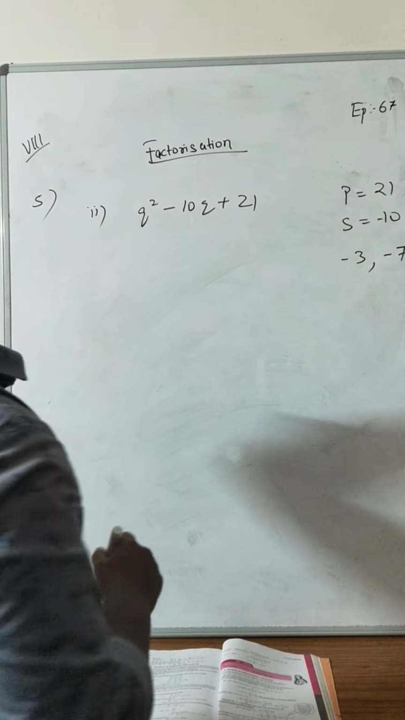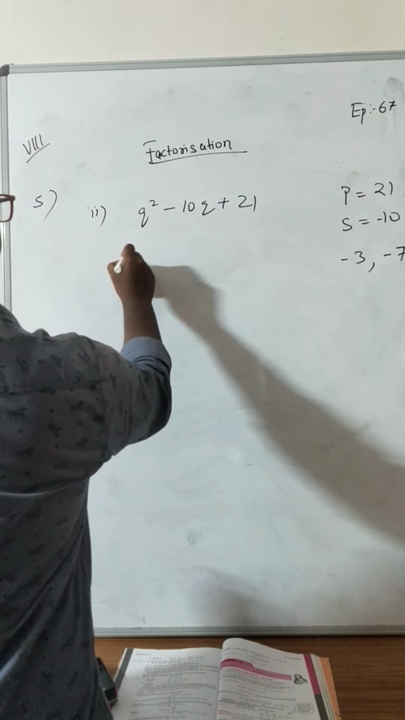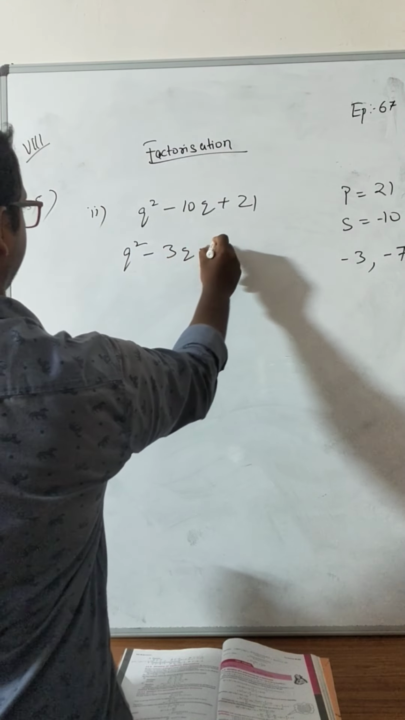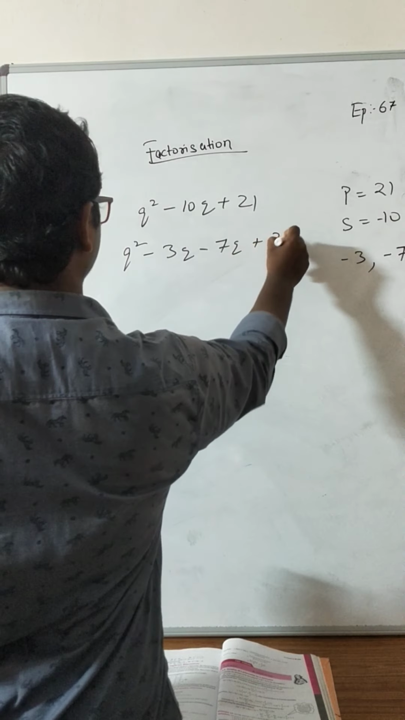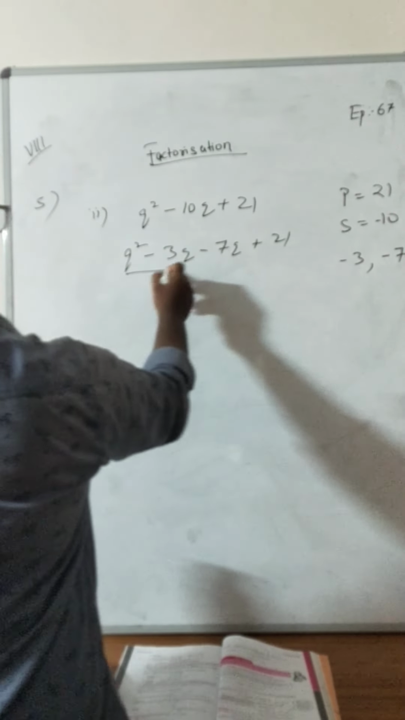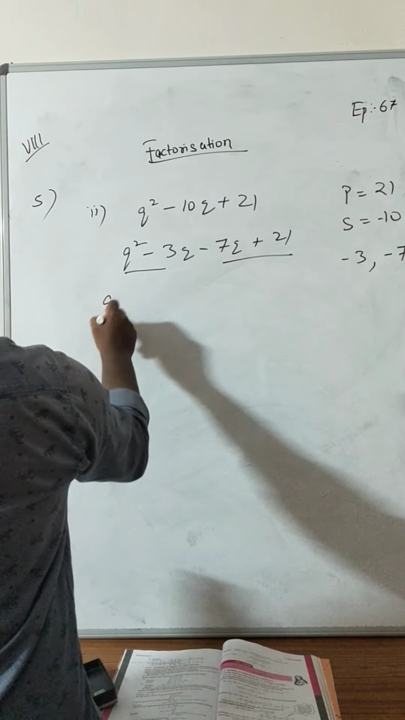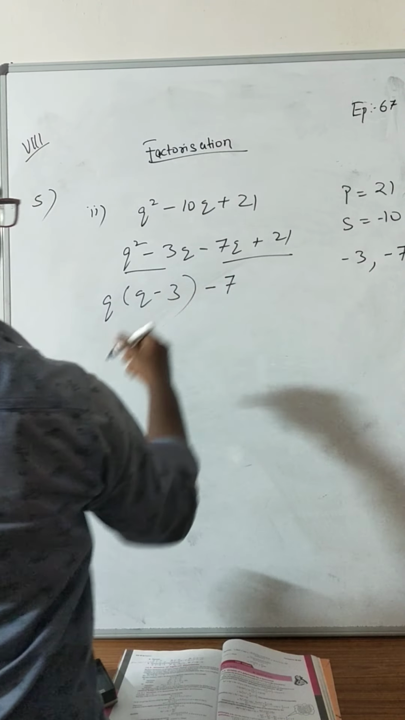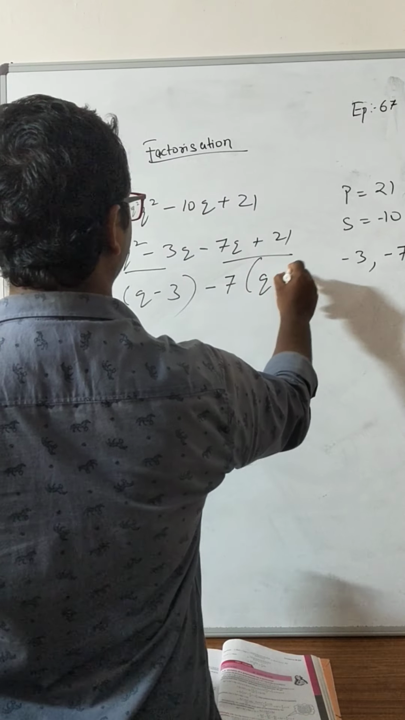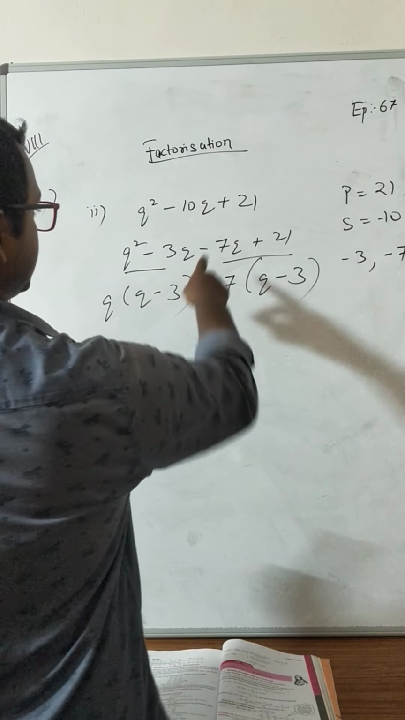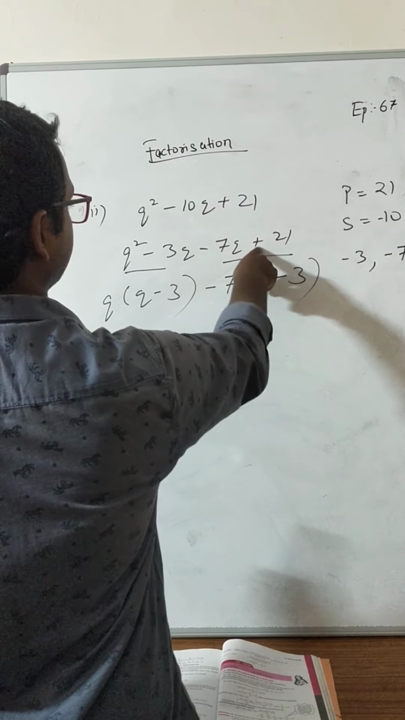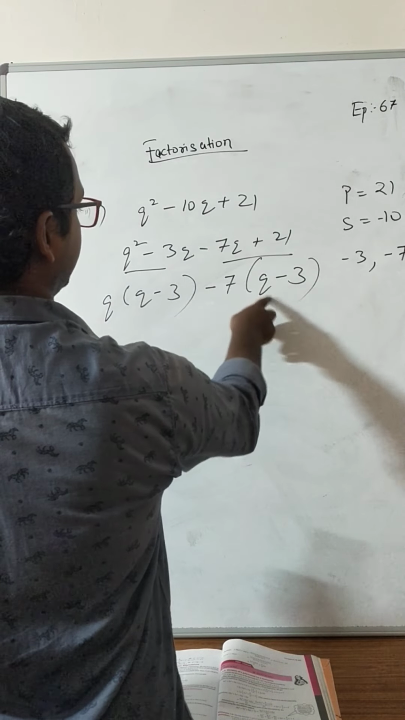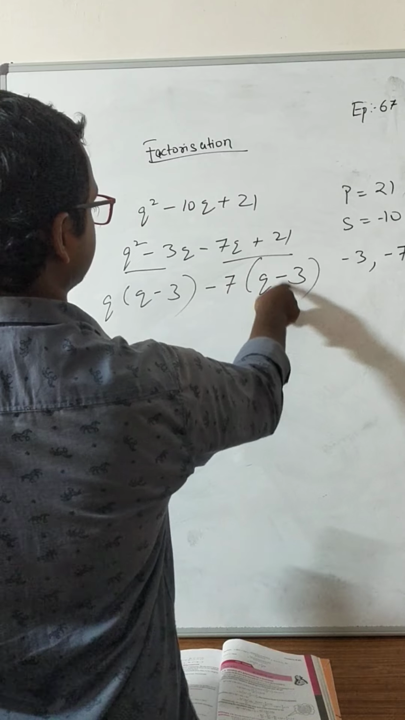Okay. Now here, let me write q square minus 3q minus 7q plus 21. Now I am going to take the common factor q minus 3. Here I will take minus 7 as common. I will get here q minus 3. Because I am taking minus outside, the inside sign will change. Plus will become minus. Minus 7 into q, minus 7q, minus 7 into minus 3, plus 21.